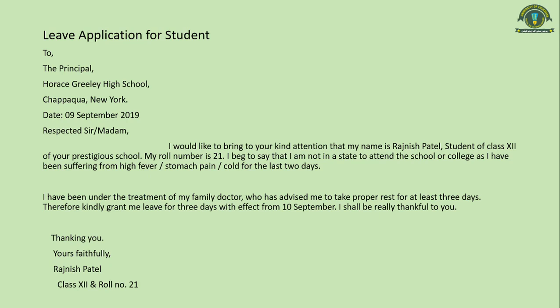See, at the start there is a receiver's address and his designation, and then there is the date, and then salutation, and then these two paragraphs are known as the body of an application. Then complimentary remark, and then roll number and name.